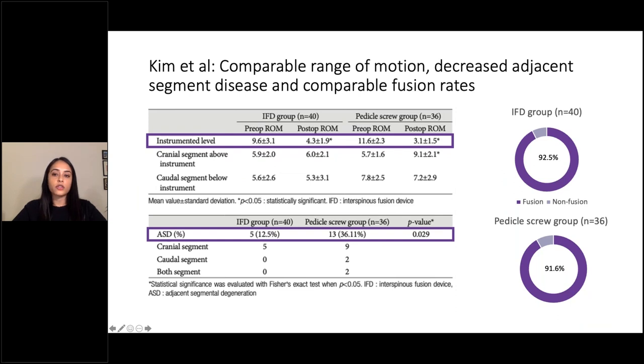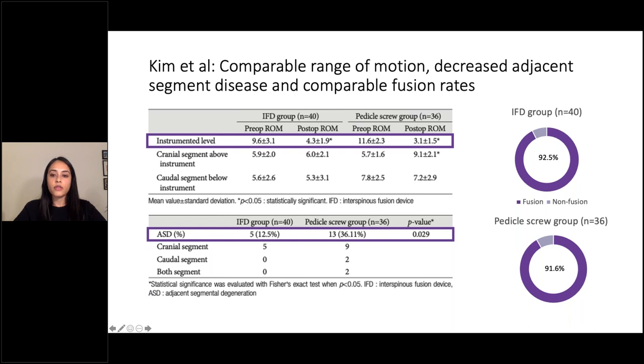The study also looked at range of motion and degenerative changes at adjacent levels with dynamic and static x-rays. Both groups demonstrated a statistically significant decrease in range of motion at 12 months post-op. However, the pedicle screw group also resulted in an increased segmental motion at the adjacent level located cranially or above the instrumented level. One of the concerns with posterior fusion is that it may cause increased motion and place additional force or stress at the facet joints of adjacent levels. The number of patients with adjacent segment disease, as shown in the table here below, was 60% lower in the IFD group compared to the pedicle screw group, and this was a significant difference. The charts on the right show bony fusion rates of the two groups. Fusion rates were similar between the two with a rate of about 92%.